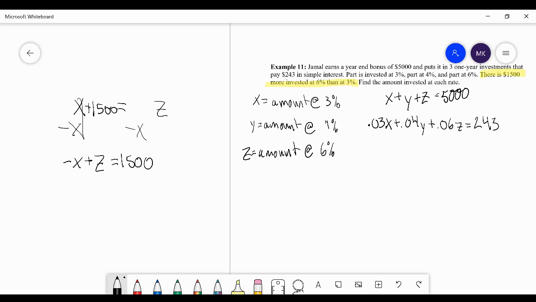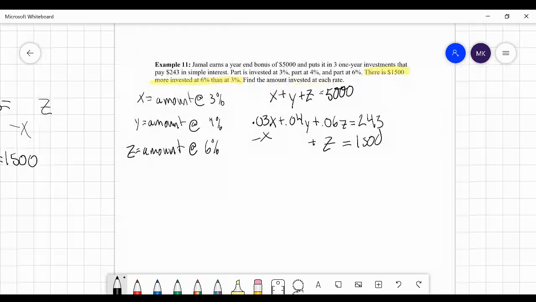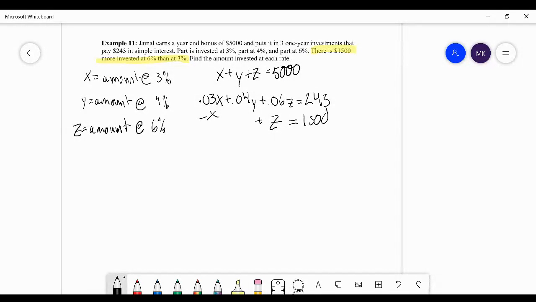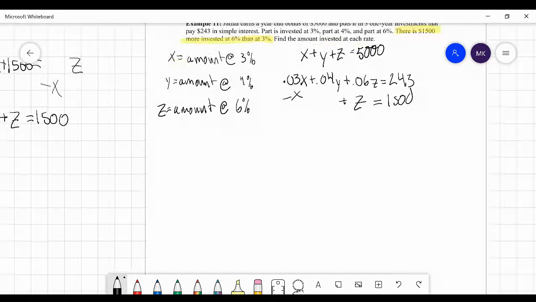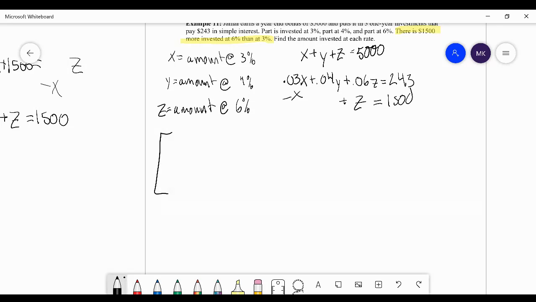So I manipulated this so that it fits into our matrix the way we want it. So we have negative x plus z equals 1500. Again, I'm writing that with that space in there to account for the y. So again, I want you to create your augmented matrix. So 1, 1, 1, 5000, 0.03, 0.04, 0.06, 243, negative 1, 0, 1, 1500. That's our augmented matrix from this system of equations.